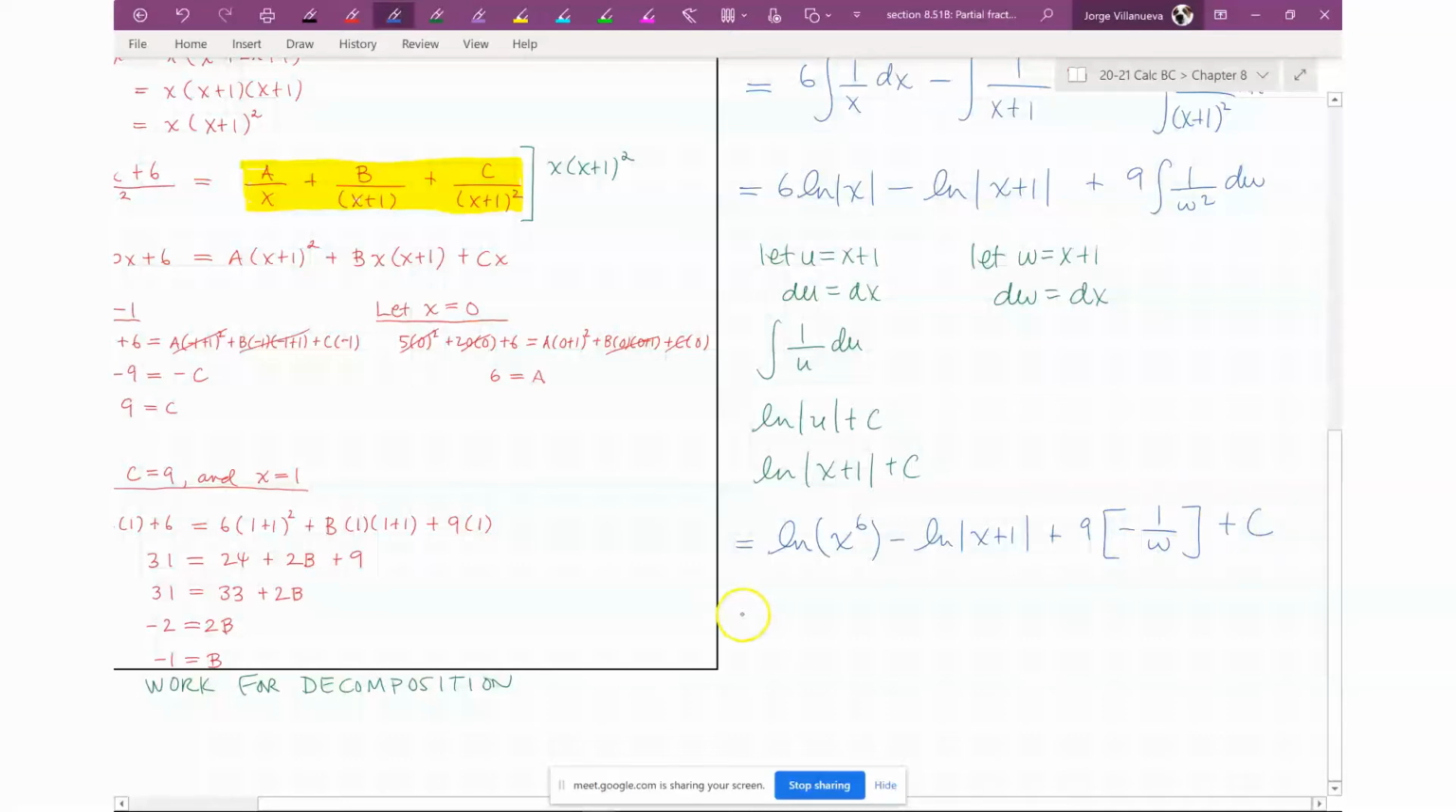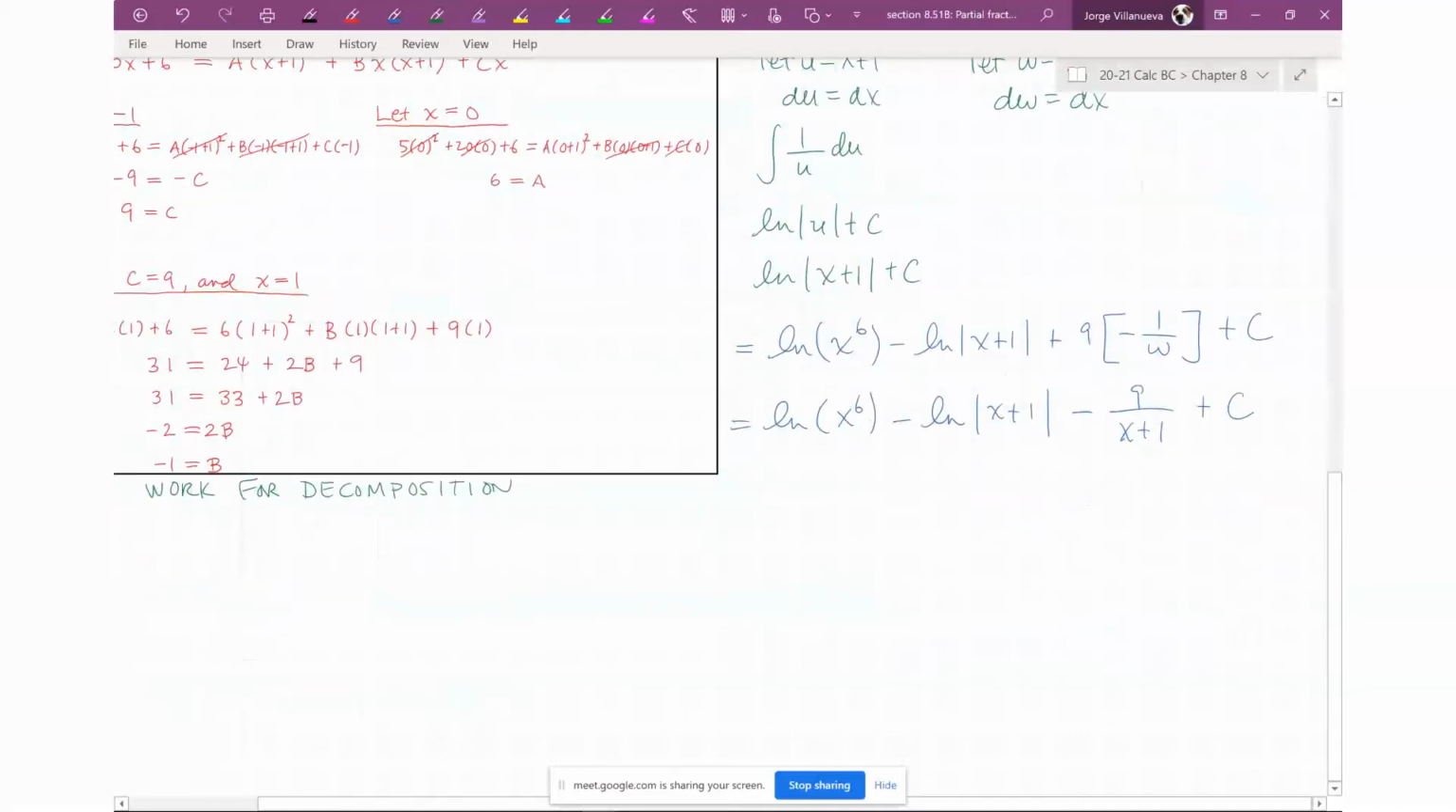So let's plug everything back in here. Ln of x to the 6th minus ln of absolute value of x plus 1. I should probably make that look more like a 1. Minus 9 over x plus 1 plus c. Now you might want to combine those natural logs because usually they do. So this is ln of x to the 6th over x plus 1. I know I put it back in the absolute value. It doesn't hurt if you do. It's fine. Minus 9 over x plus 1 plus c.